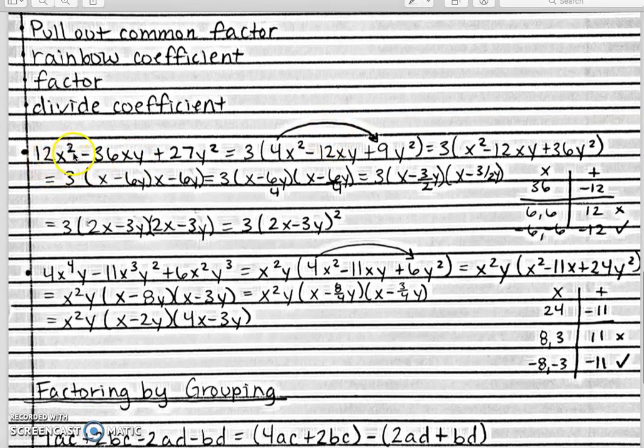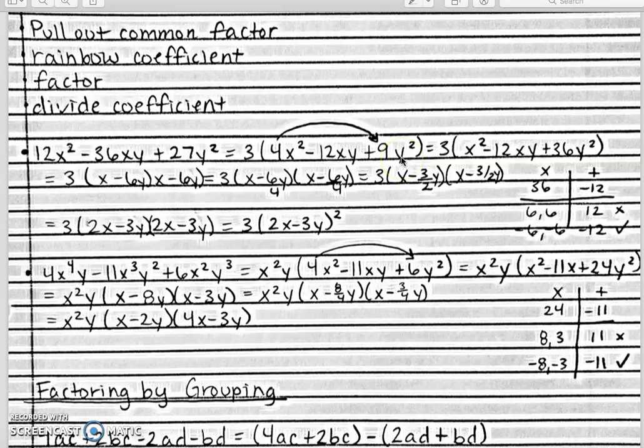So I have 12x squared minus 36xy plus 27y squared. First thing we do is we pull out a common factor, so something that's in all 3 of the terms. I pulled out a 3, which left me with 4x squared minus 12xy plus 9y squared.